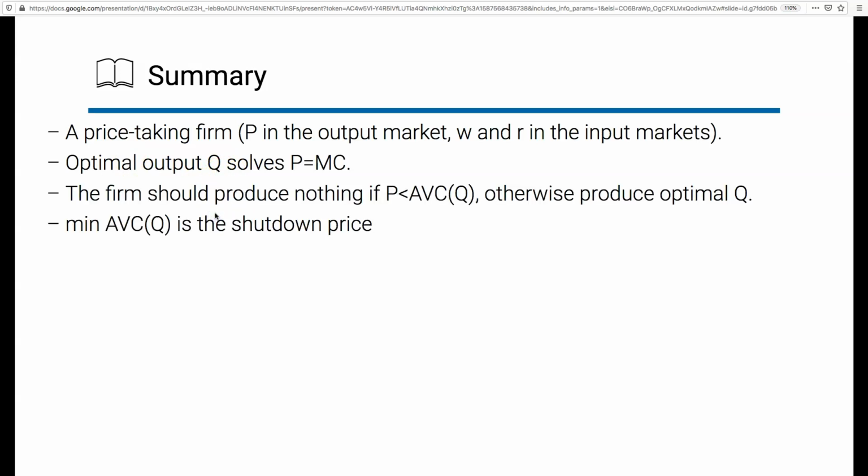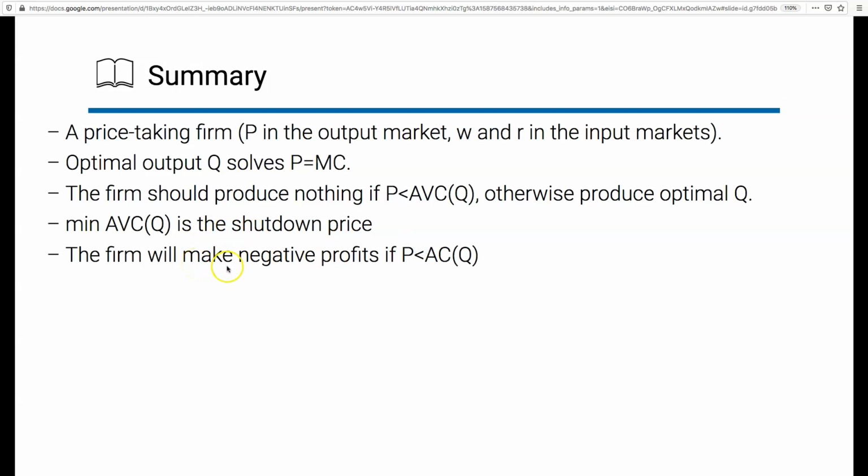The general rule, though, is that the firm should be producing nothing if the current market price is below the average variable cost of output, and otherwise, if price is above the average variable cost, produce the optimal quantity as described in the second bullet point. And so to distinguish the border between producing nothing and producing optimal quantity, we'll call the minimum average variable cost the shutdown price. When the price is below the shutdown price, the best thing is to produce nothing.